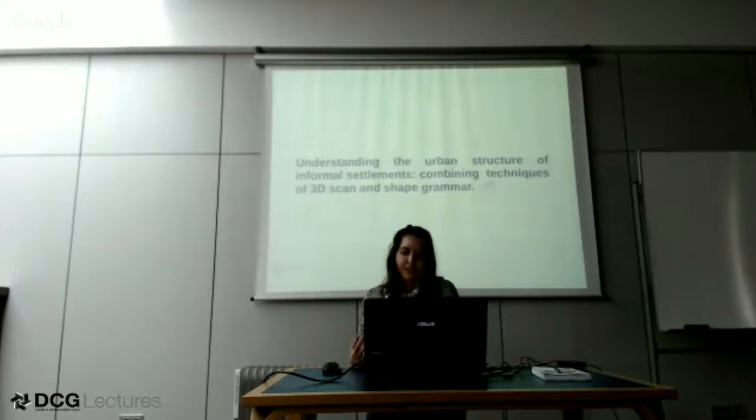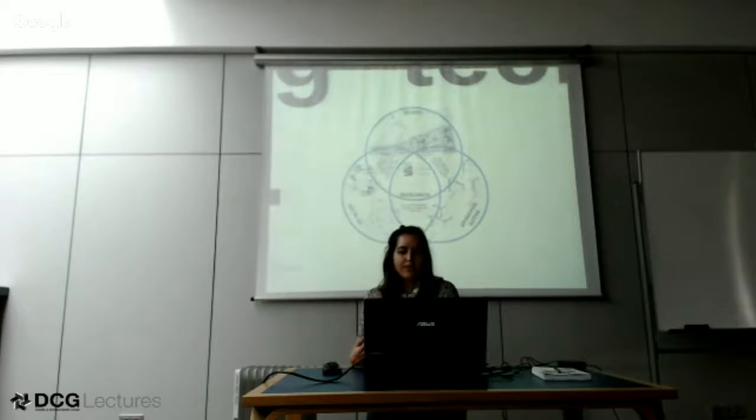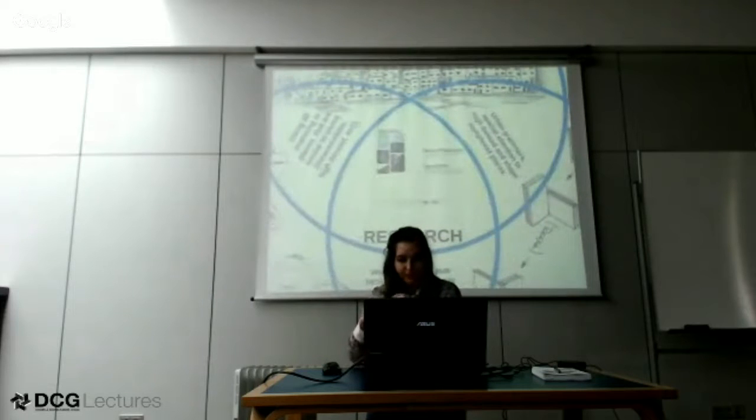The title for now of my PhD research is Understanding the Urban Structure of Informal Settlements, combining techniques of 3D scan and shape grammar. And my research involves three different themes: slums, shape grammar, and 3D scan. And of course, the intersection between them. The research occurs in the intersection of all of them.